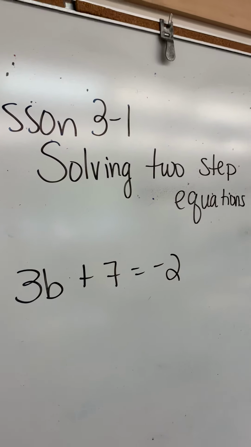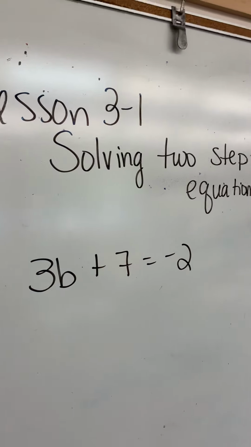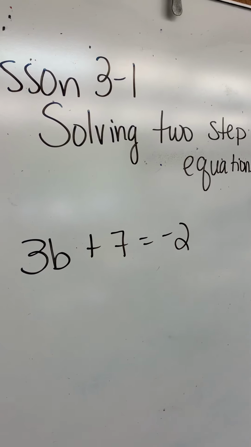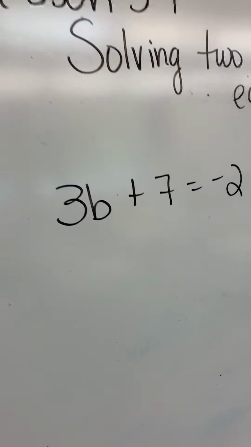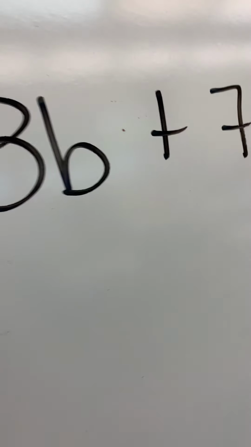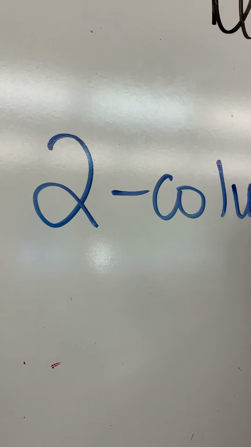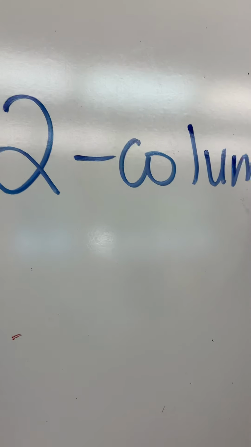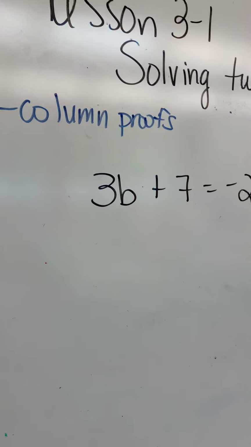All right, today's lesson is 3.1, solving two-step equations. So now we're going to be doing multiple steps, solving for the variables. Very first thing, all of these are going to be two-column proofs. Two columns? What's that? Two-column proofs, where you describe what you're doing each and every time.